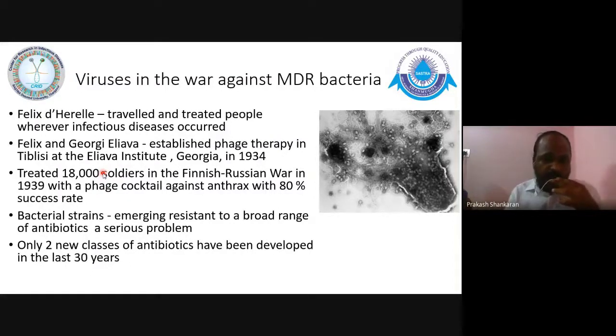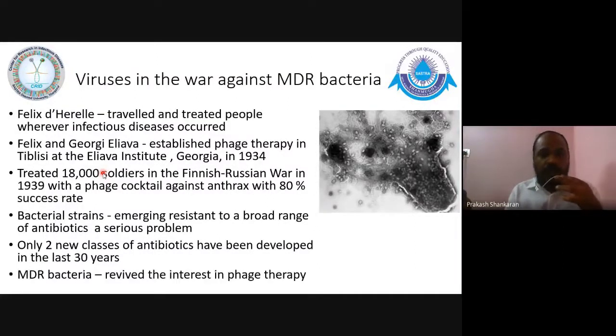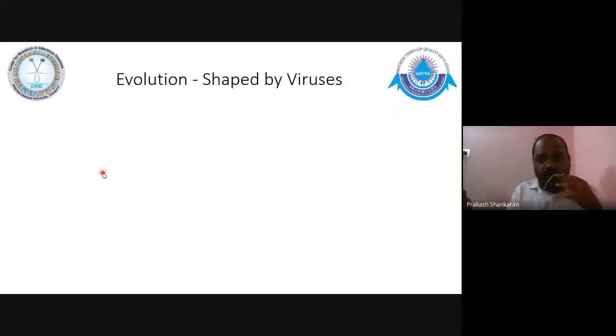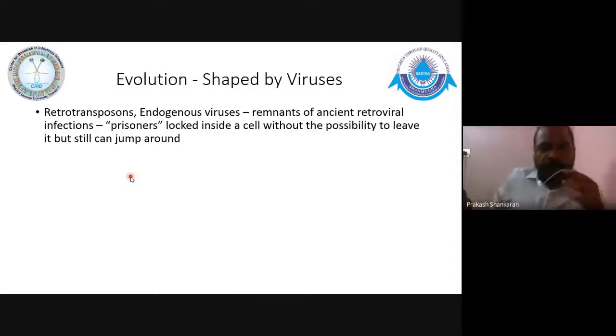Just two new classes of antibiotics we have developed in 30 years. We don't have anything new. So there should be some alternative source to tackle this problem, and the hope is on the viruses, the bacteriophages. Evolution can be shaped by viruses?